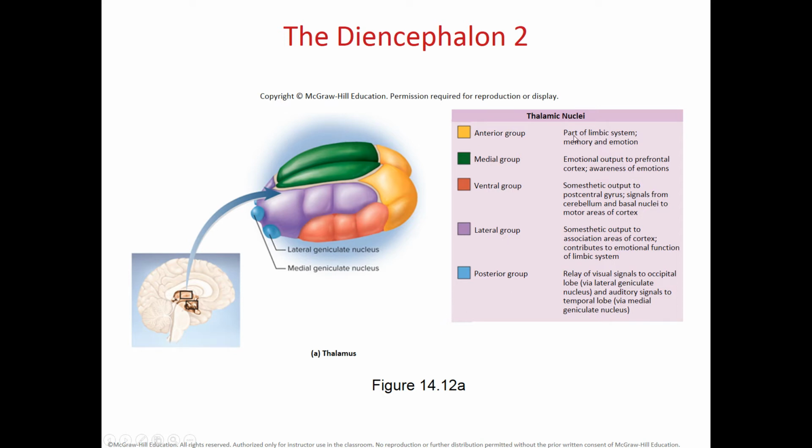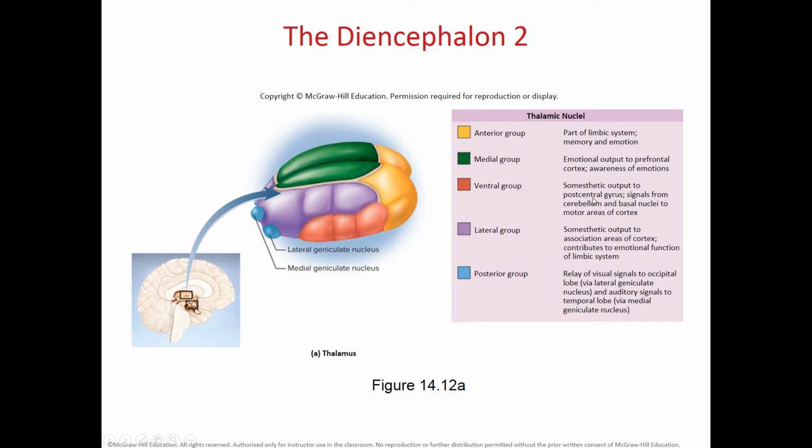Functions of each of these: the anterior group helps to form part of the limbic system, which is in charge of emotional control and memory. Medial group is emotional output given into the prefrontal cortex and also awareness of emotions. So I guess people who don't have a conscience, their medial group doesn't function because they're not aware.